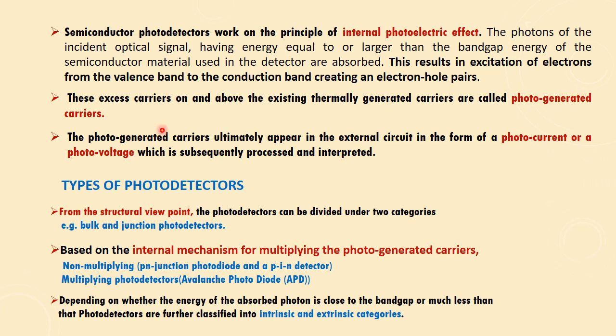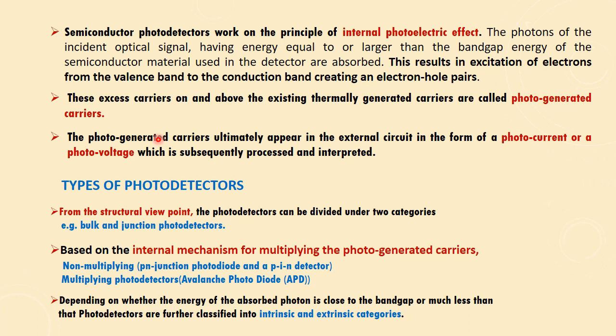Following this, we can first discuss what the types of photodetectors are. Before going into the types of photodetectors, let me explain the basic principle used in the photodetector. Photodetectors work on the principle of the internal photoelectric effect, which means the photons of the incident optical signal have energy which is either equal to or larger than the energy band gap value of the semiconductor material used.